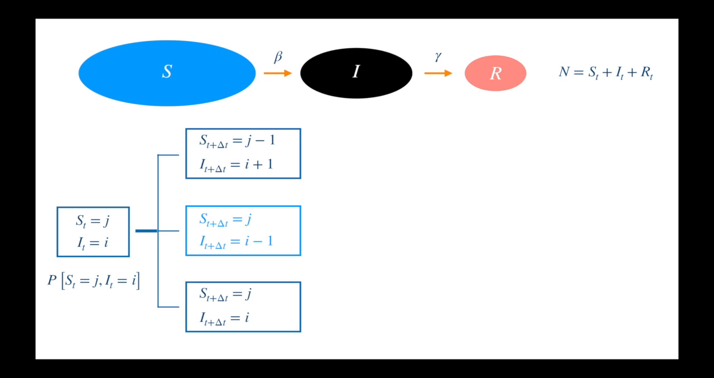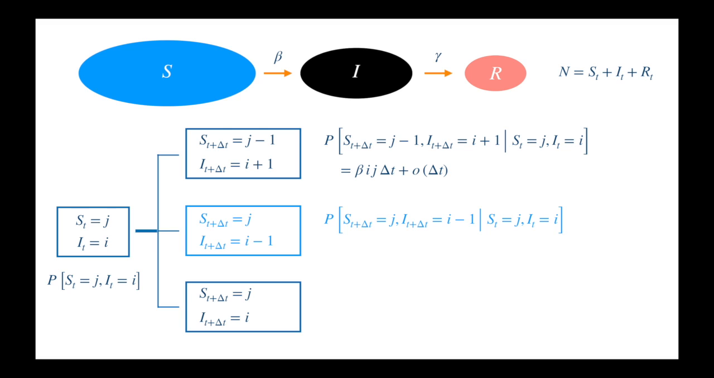Now we can write the conditional probabilities as before, but we have to write these as functions of two variables, S and I. The flow from S to I per unit time will then again be beta times the number of infectives times the number of susceptibles, and the residual will be of order delta t. The next one is the same as in SIS, gamma times the number of infectives plus the order of delta t term. And then the last node is just 1 minus the previous two probabilities.